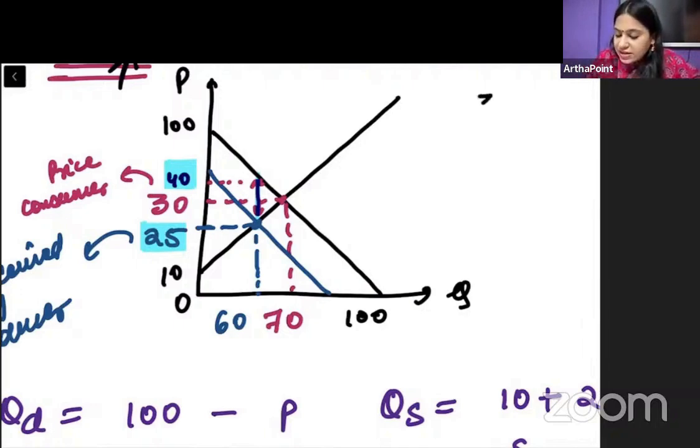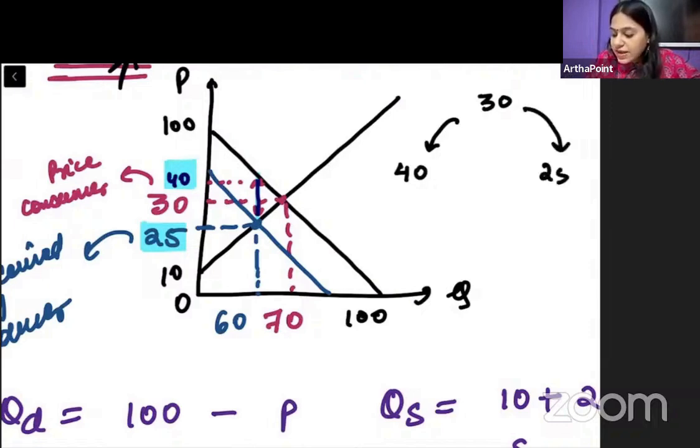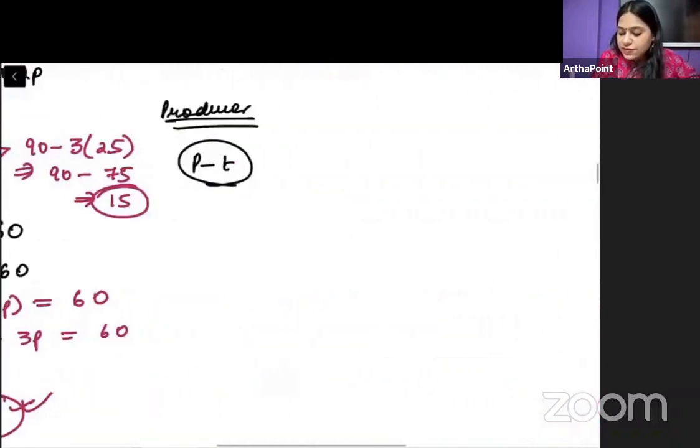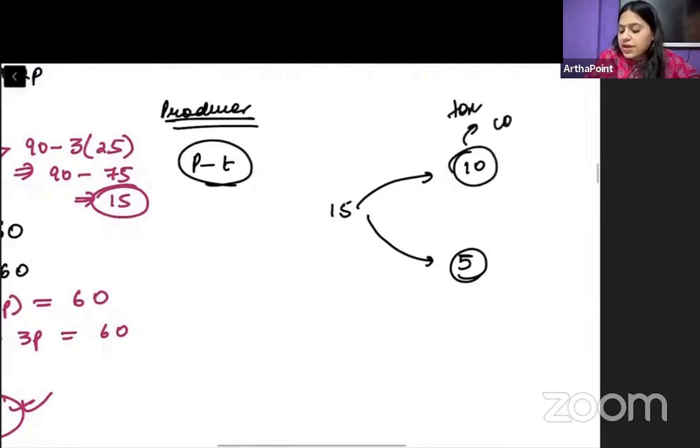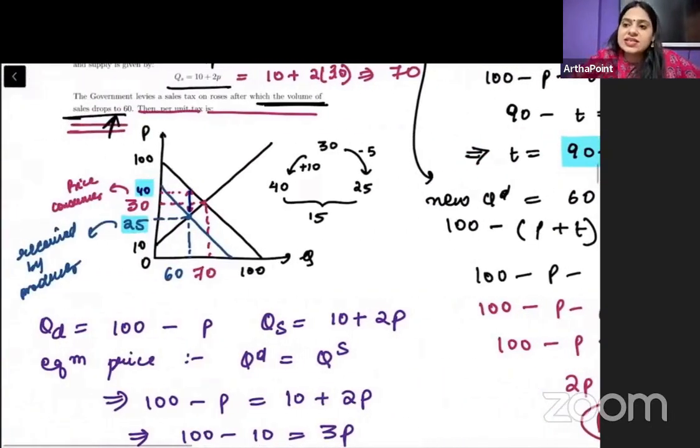So notice that earlier the price was 30, right? Now the consumer is paying 40 instead of 30 and the producer is receiving 25 instead of 30. So the producer is receiving 5 less. The consumer is paying 10 more to cover this gap of 15. So out of the entire tax of 15, the consumer is bearing a tax of 10 and the producer is bearing a tax of 5. So this is the tax borne by the consumer and this is the tax borne by the producer. So the consumer is bearing twice the tax as compared to the producer, and that would be the answer to this question.